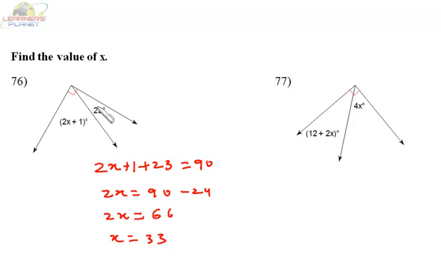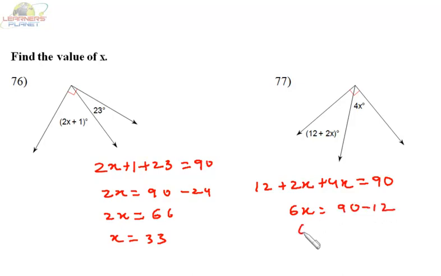Okay, here this plus this is 90 degree. Similarly over here we can see this angle plus this angle will be 90 degree, and both the angles are adjacent. So just write 12 plus 2x plus 4x is 90. 6x is equal to 90 minus 12. 6x is equal to 78. That means x is equal to 13 degree. Okay, quite simple.